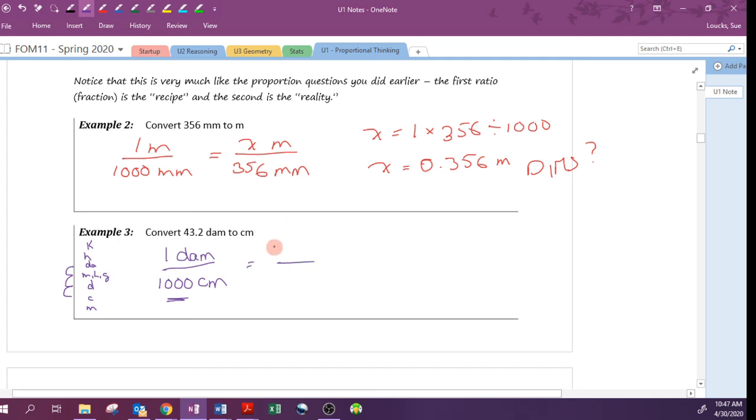And my decameters go on the top because that's where my decameters are. 43.2 decameters gives me x centimeters. So x equals 1,000 times 43.2 divided by 1, and x equals 43,200.